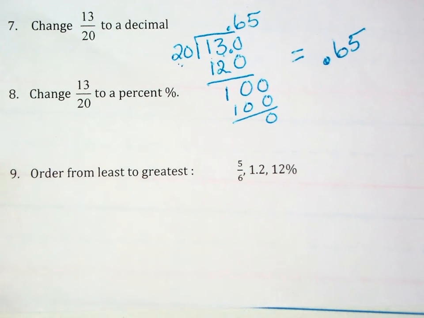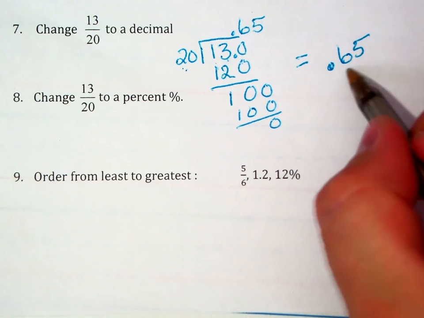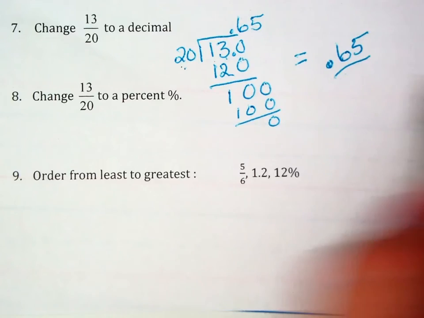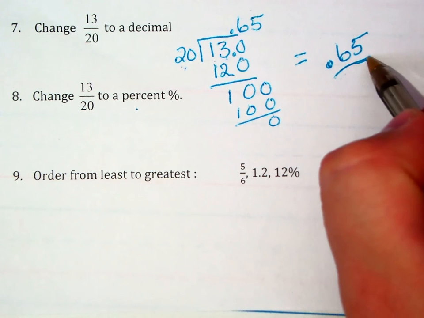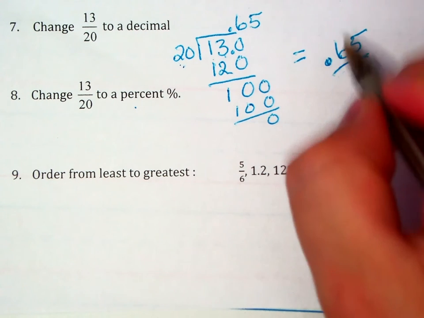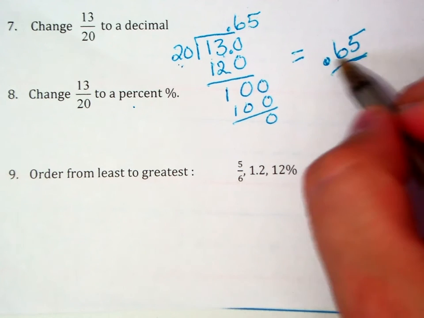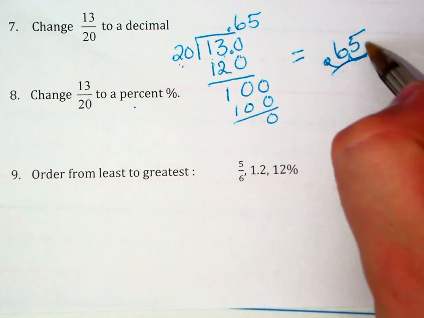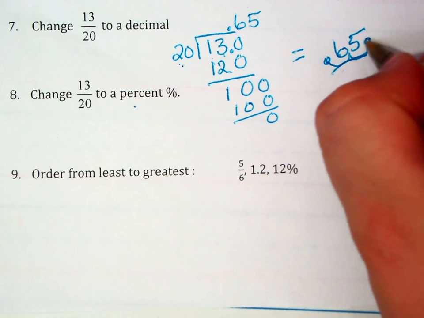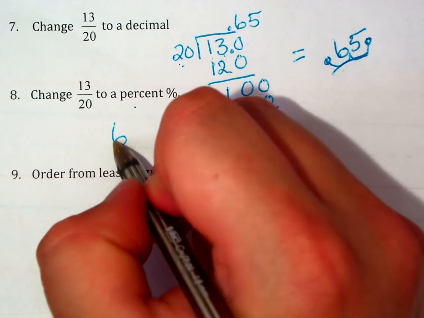Now if we look at problem 7 and problem 8, they're very similar because they use the same original fraction. So we could very easily use our information from problem 7 to determine the percent for problem 8. That is simply accomplished by multiplying our decimal by 100. And we should know by now that when we multiply by 100, that moves our decimal 2 places to the right. So our solution would be 65%.